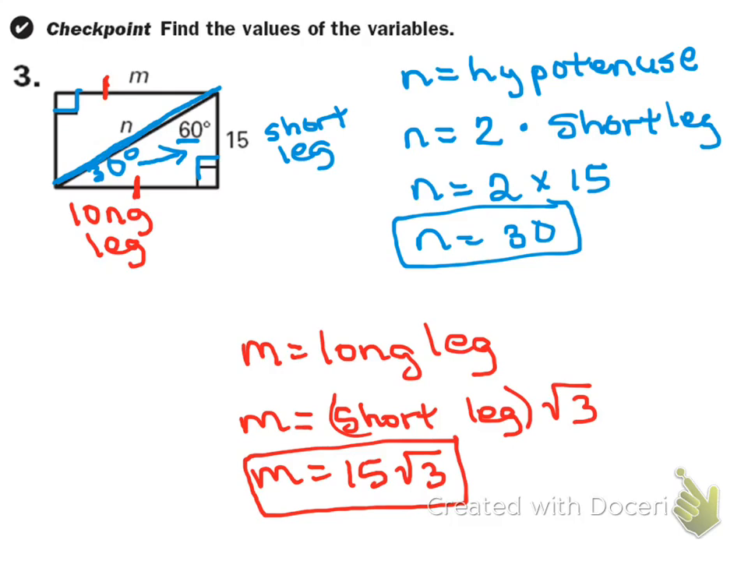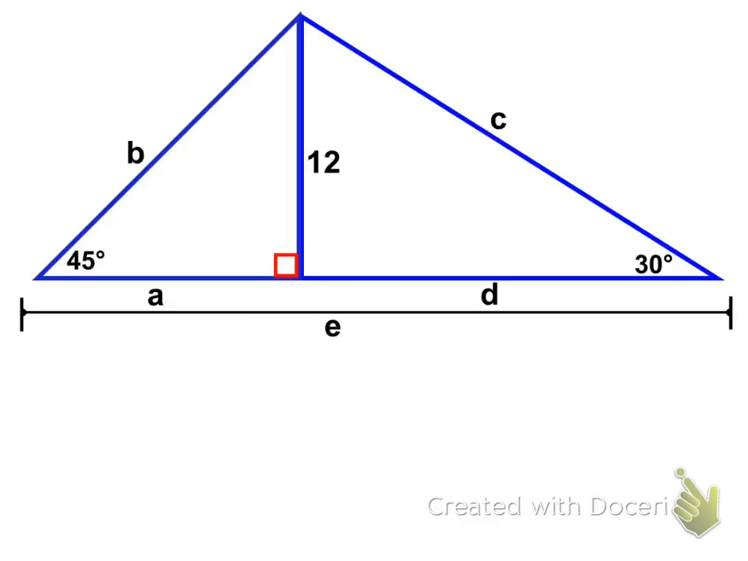Let's look at something a little bit more complicated. In this diagram, we have 2 right triangles connected. On the left-hand side, we have a 45, 45, 90 triangle. And on the right-hand side, we have a 30, 60, 90 triangle. We're given only one side and expected to find all of the other sides. Let's begin with the 45, 45, 90 triangle.